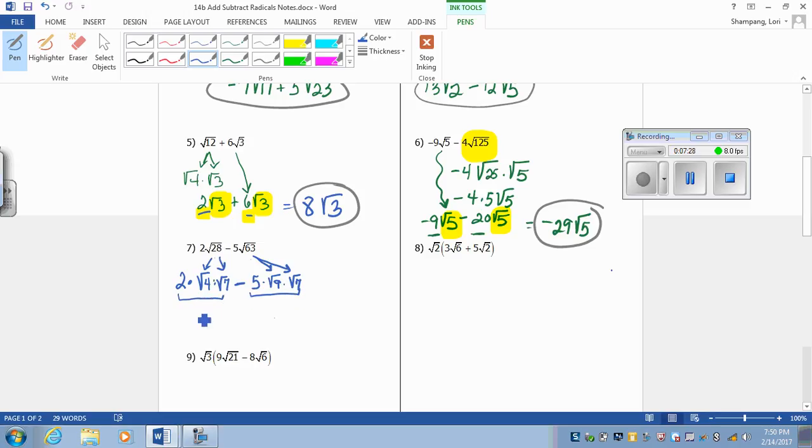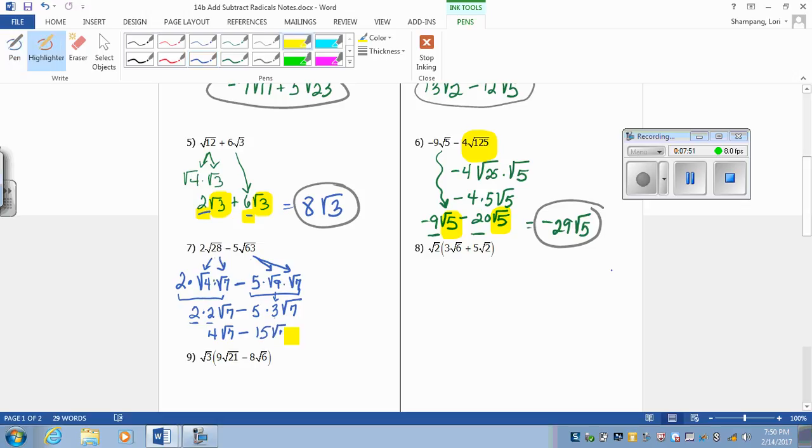2 times the square root of 4 is 2 times 2 times the square root of 7. 2 times 2 is 4, so we get 4 times the square root of 7. Minus 5 times 3 times the square root of 7, so I just simplified the square root of 9. That's going to give me minus 15 times the square root of 7.